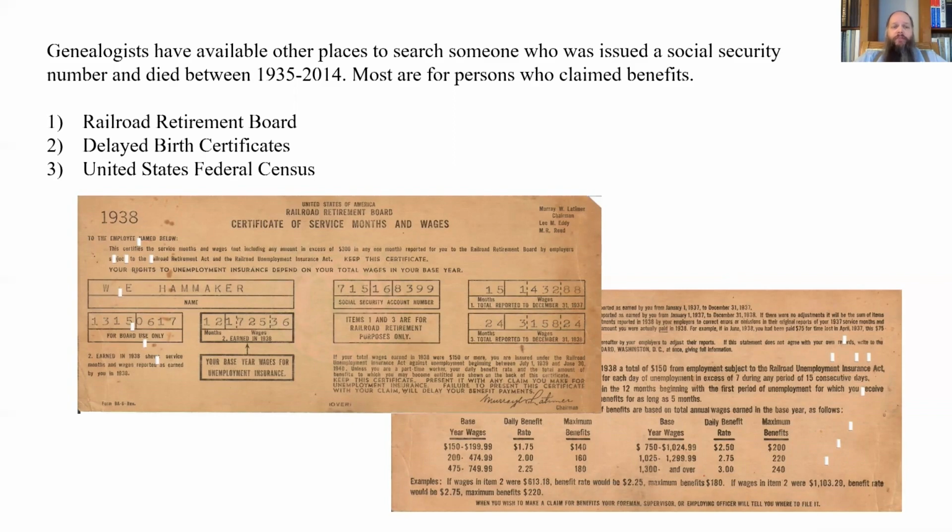I mentioned briefly about the Railroad Board. I also want to talk to you a little bit about the delayed birth certificates and the United States Federal Census, as that does contain, at least for one census, valuable information regarding Social Security.